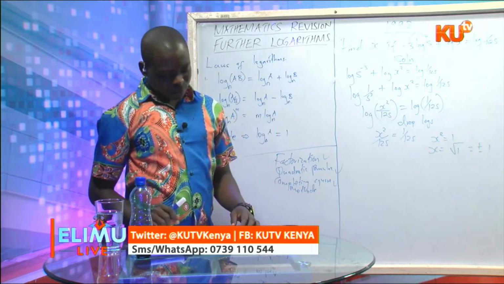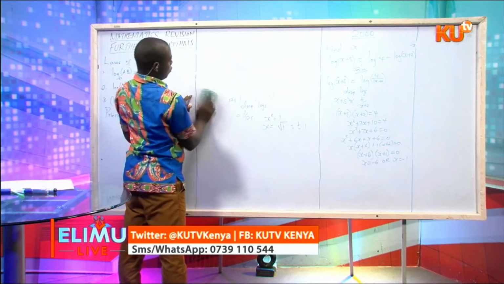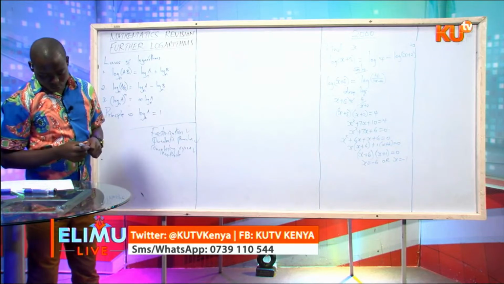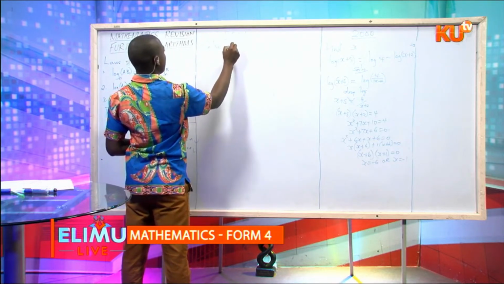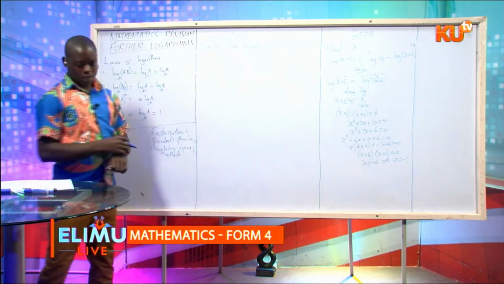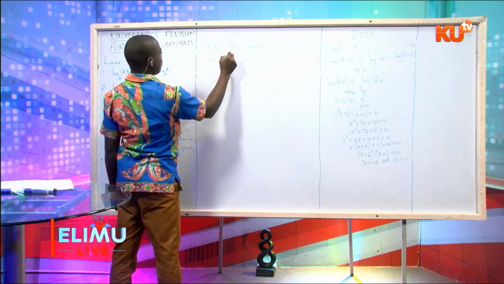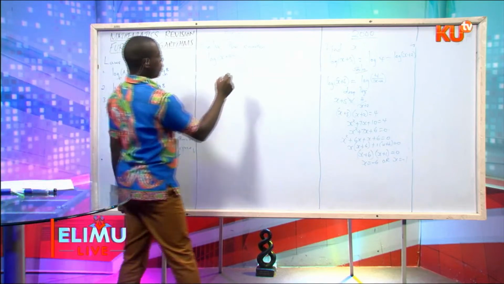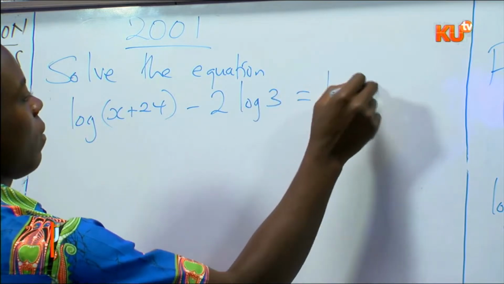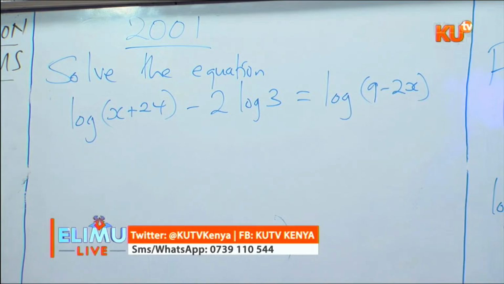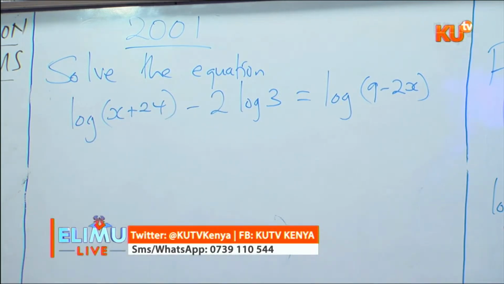In 2001, again the question was repeated. The question was tested again in 2001, where we were asked to solve the equation: log of x plus 24, minus 2 log 3, equal to log of 9 minus 2x.